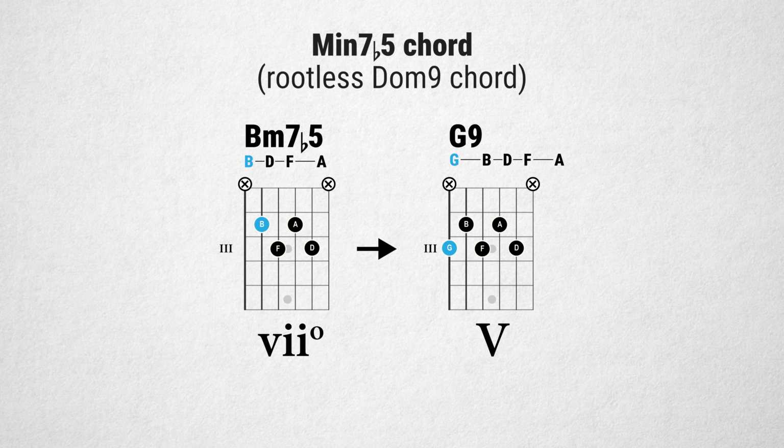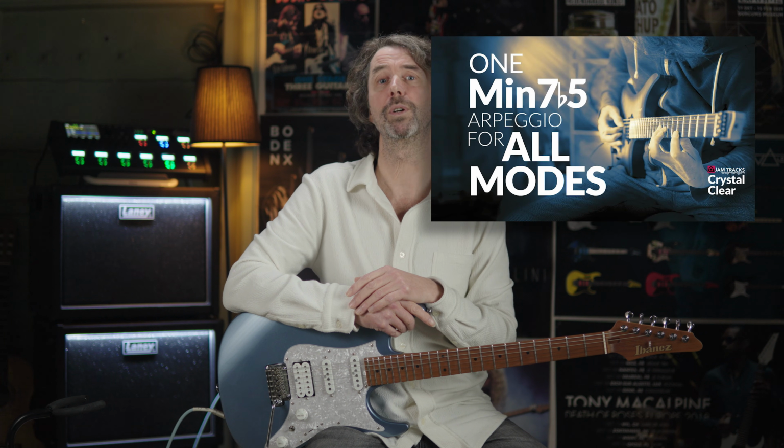You can also approach the B minor 7 flat 5 chord as a rootless G dominant 9 chord. Either way, it has the same harmonic effect. If you want to know more about the half diminished chord and what you can do with it, and that is a lot, just watch my tutorial about this amazing chord and the arpeggios that you can use for improvisation.